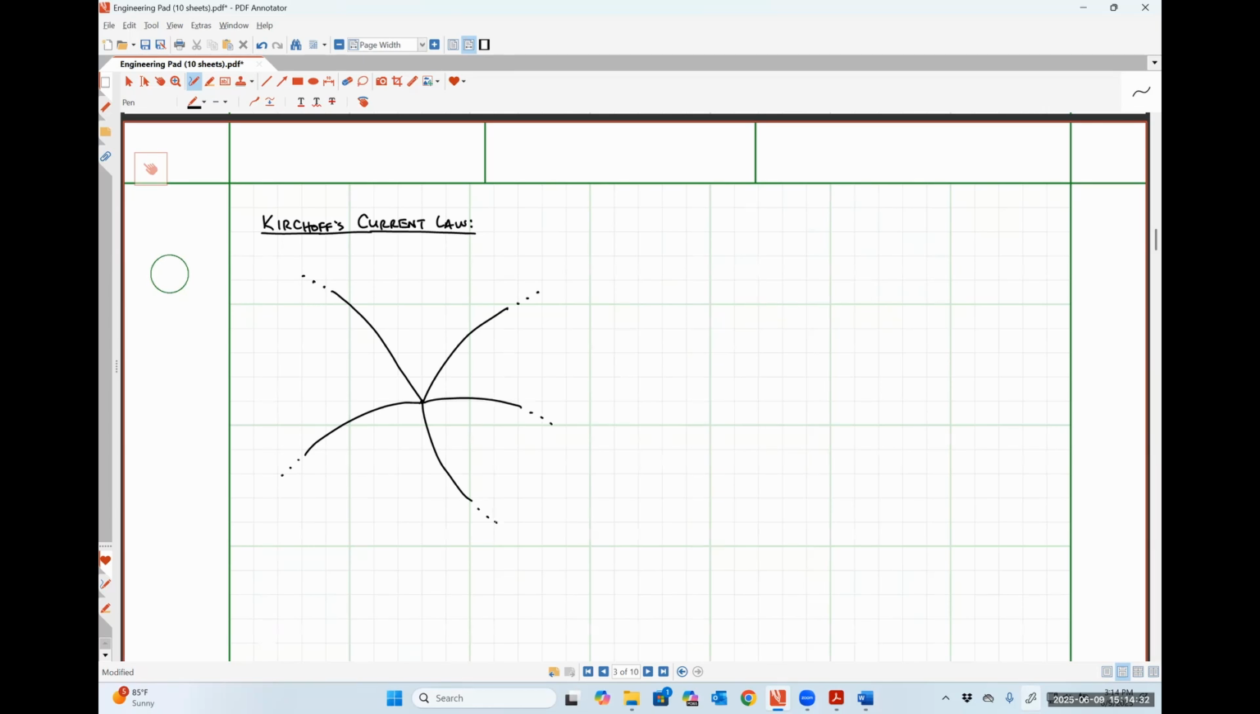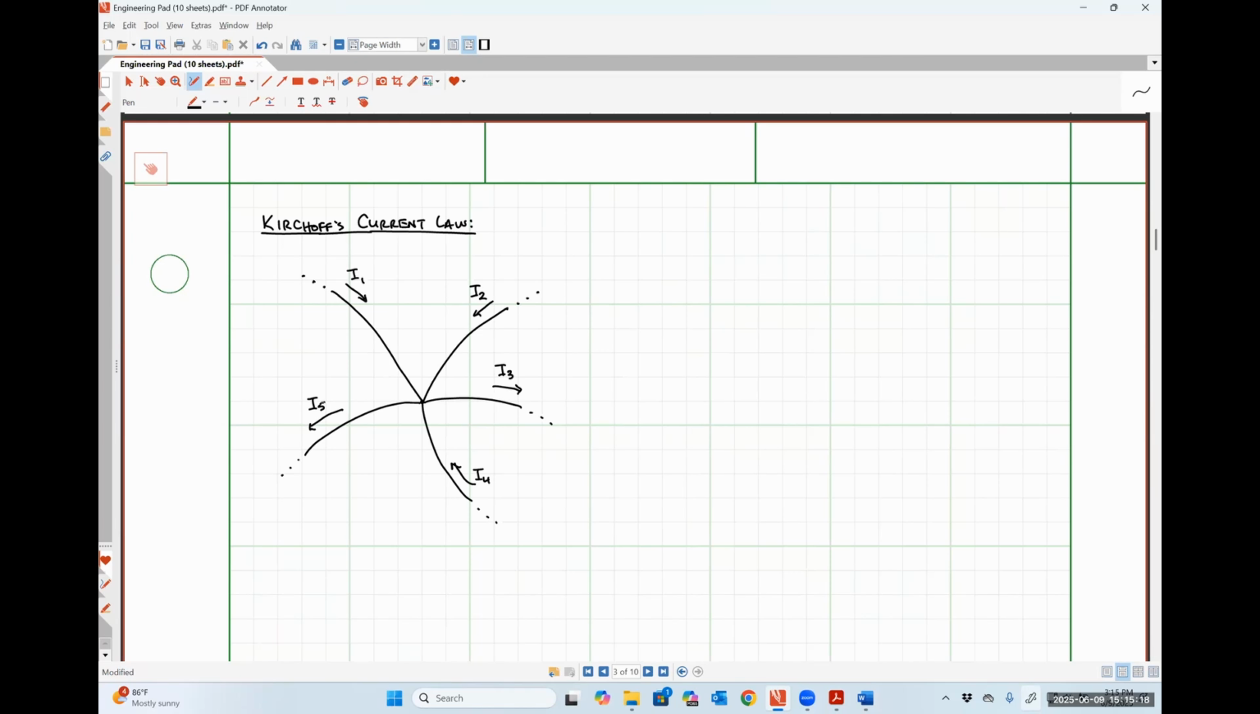I'm going to arbitrarily make up some directions that currents might be flowing here. I'm going to call this one I1, and it's flowing into that central node. This one is I2, and it's also flowing into that central node. I'm going to define my current I3 as flowing out of that central node. I4 is flowing into that central node, and I5 is flowing out of that central node, like so.